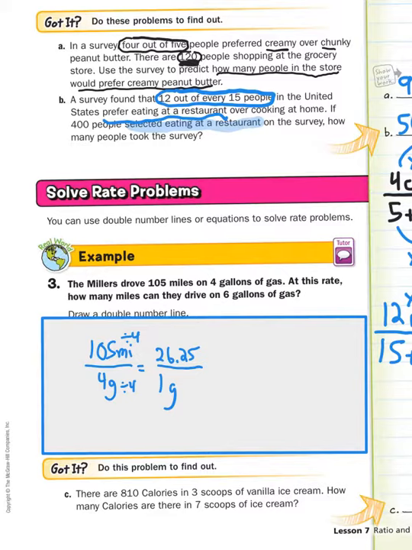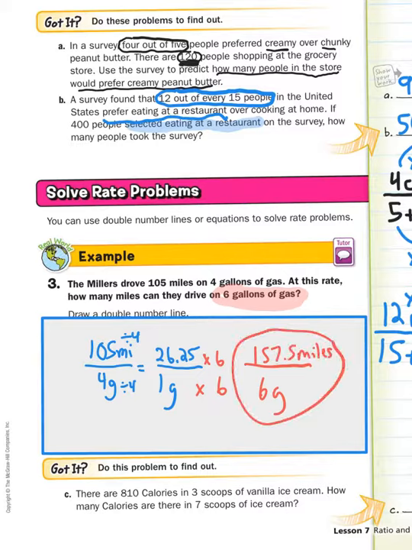Now, once you get that unit rate, we can then multiply to get our answer. Because remember, we have to figure out how far they will drive on 6 gallons of gas. So you just do 1 times 6. And you do 26.25 times 6. And if you do that, you get 6 gallons on the bottom, because 1 times 6 is 6. And on the top, you have 26.25 times 6. And you get 157.5 miles in 6 gallons. And that is your answer.